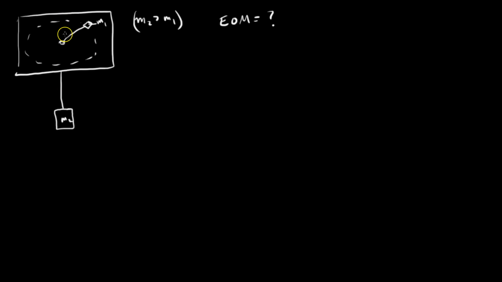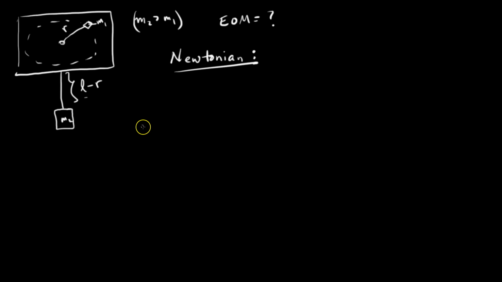So if this is R, then this portion over here, since the whole thing is L, has to be L minus R, because when you add them up, they have to equal L. Okay, now Newtonian. How do we do this in a Newtonian manner? We would get all the forces and set them equal to ma.